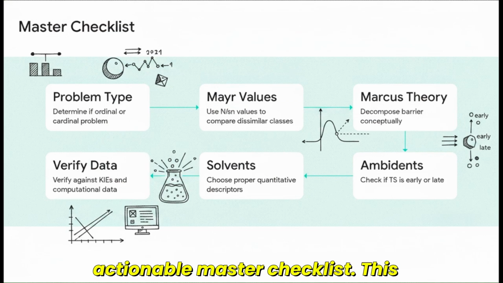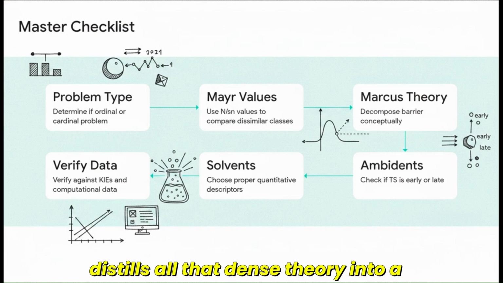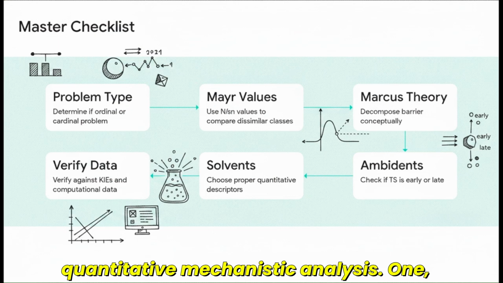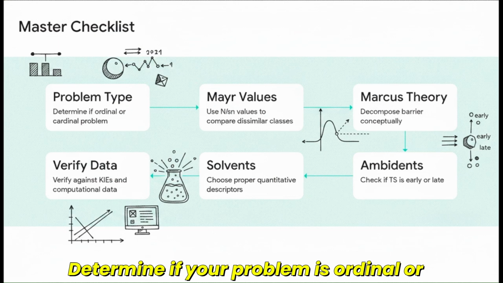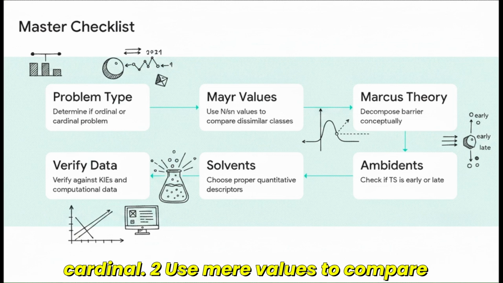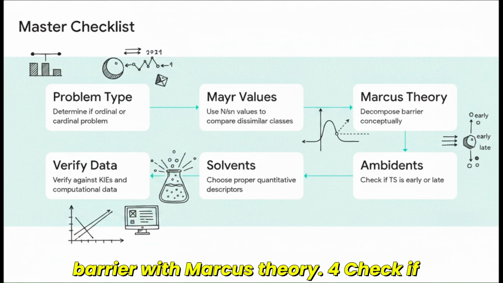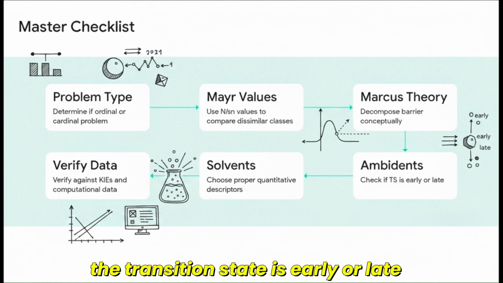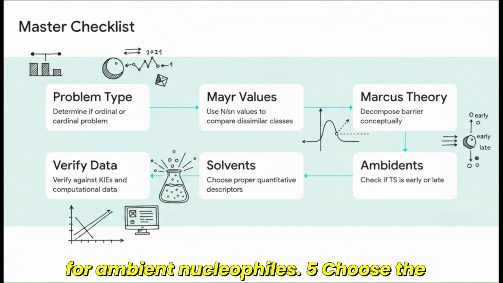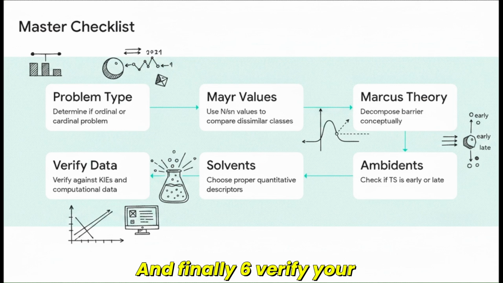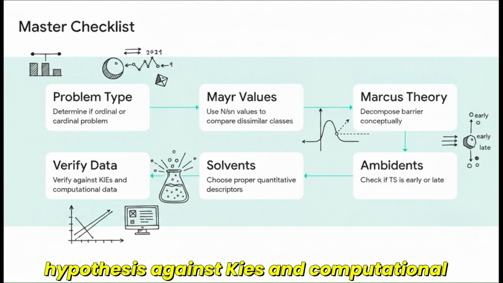This distills all that dense theory into a clear, step-by-step procedure for quantitative mechanistic analysis. 1. Determine if your problem is ordinal or cardinal. 2. Use Mayr values to compare dissimilar classes. 3. Decompose your barrier with Marcus theory. 4. Check if the transition state is early or late for ambident nucleophiles. 5. Choose the right quantitative solvent descriptors. And finally, 6. Verify your hypothesis against KIEs and computational data.